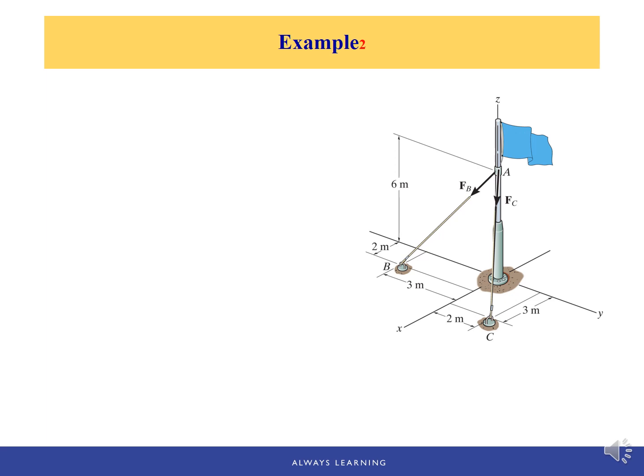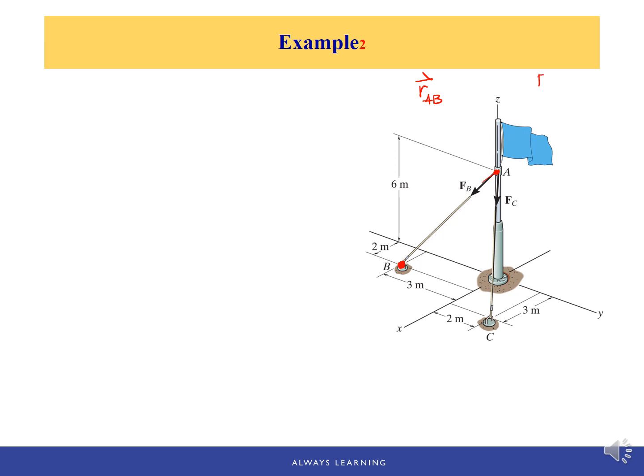So let's take a look at the FB force first. On the line of action of FB, we can find 2 points. Well, actually there are unlimited choices of points, but we can only find coordinates of 2 points. One is point A and one is point B. So we can find one position vector RAB. And to find the position vector RAB, we need to find the coordinates of B and then subtract the coordinates of A.